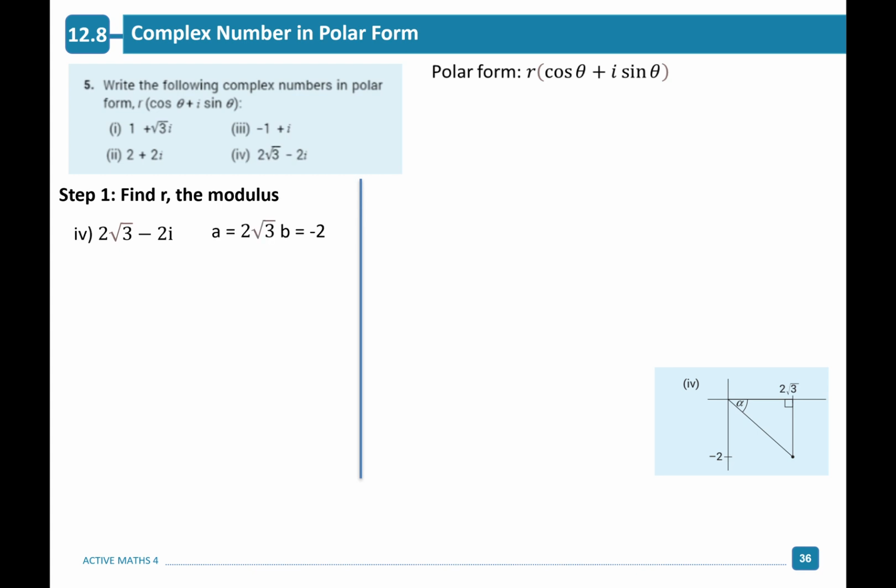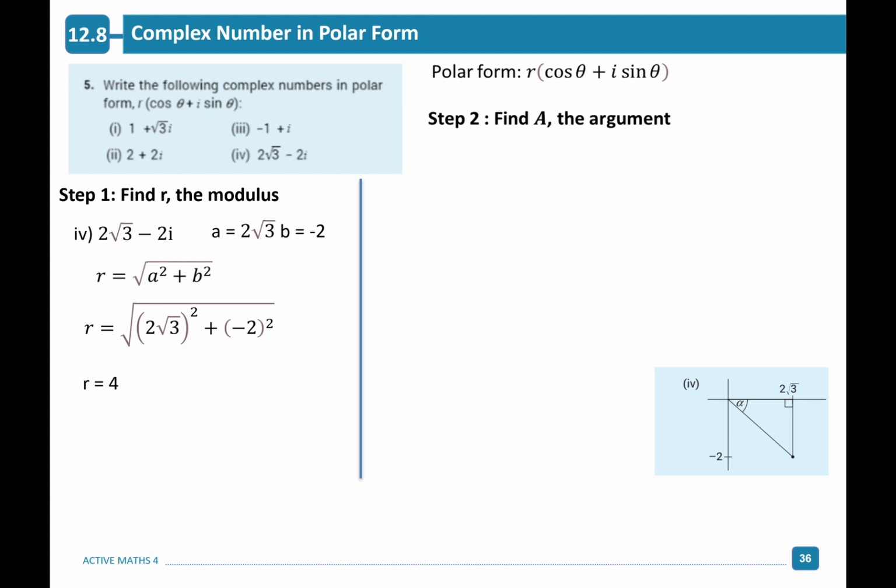To find the modulus, we label our real and our imaginary values. a, our real value, is 2 root 3, and b, our imaginary value, is minus 2. We substitute these into our formula for the modulus, which you can see is also Pythagoras' theorem: r is equal to the square root of a squared plus b squared. This gives us r is equal to the square root of (2 root 3) squared plus (minus 2) squared. Simplifying this, we get r, our modulus, is equal to 4. That means the distance from the origin to our complex number is 4 units.